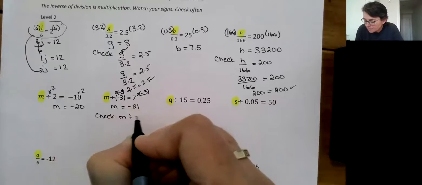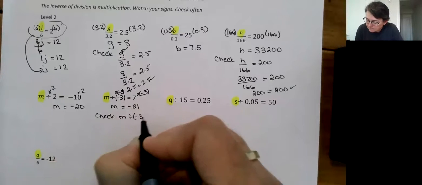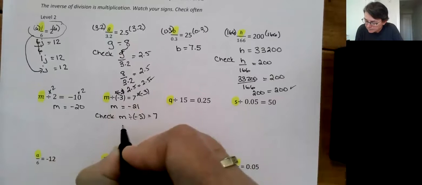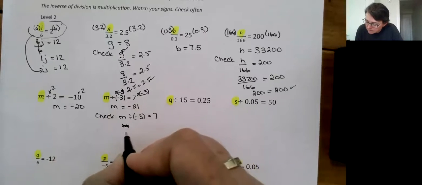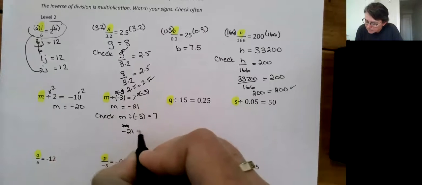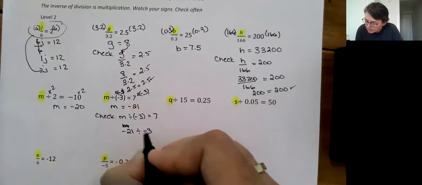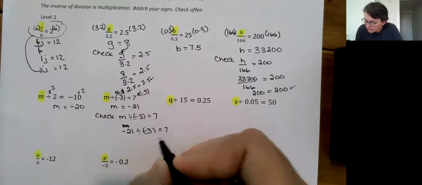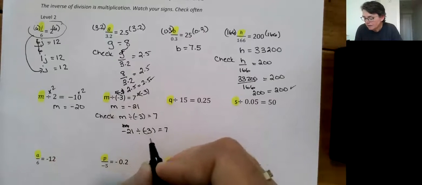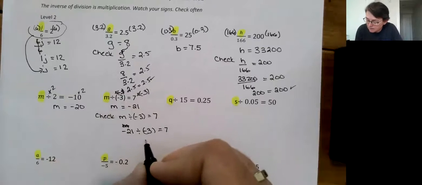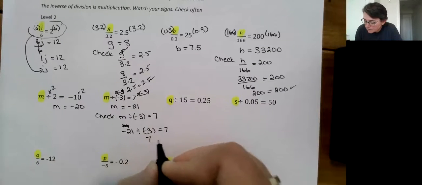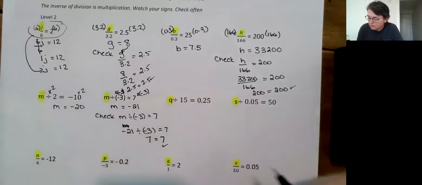m divided by minus 3 is equal to 7. Now I put in my answer. Minus 21 divided by minus 3 is equal to 7. A negative divided by another negative is going to give you a positive, because if it comes in pairs, it goes to positive for you. And that's going to give you 7 equals 7. So yeah, it was good.